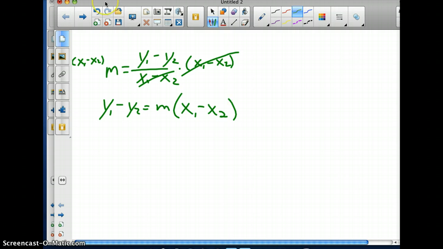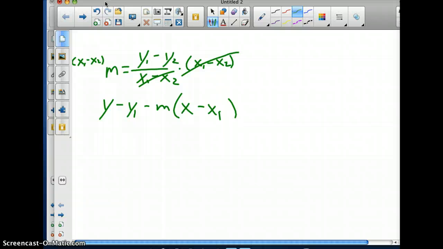Now, those little sub-numbers are just there to distinguish between the 2 points. Erase your sub-1s on the x1, y1, and change your sub-2s to sub-1s. And what is that? That's point slope form. It's just the slope formula solved for y minus y1. That's all it is.